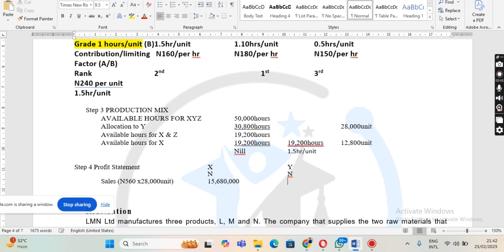Next, what is the selling price? The selling price of this is 310. But what we should have used should be Y and X, not X and Y, because that is what we want to produce.